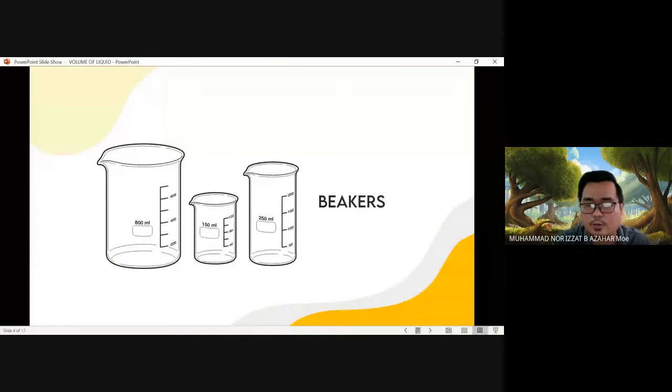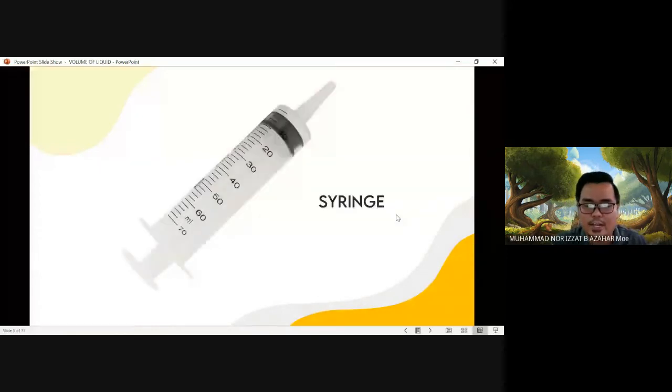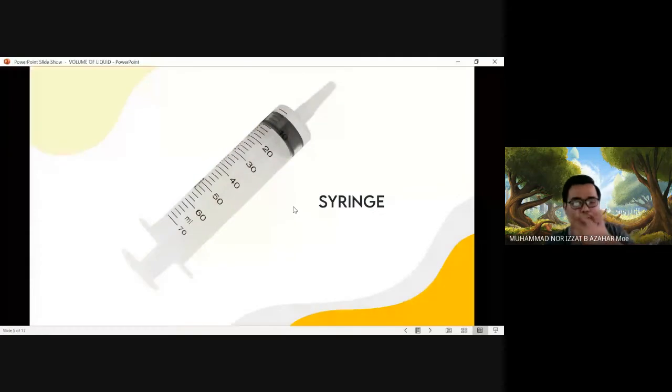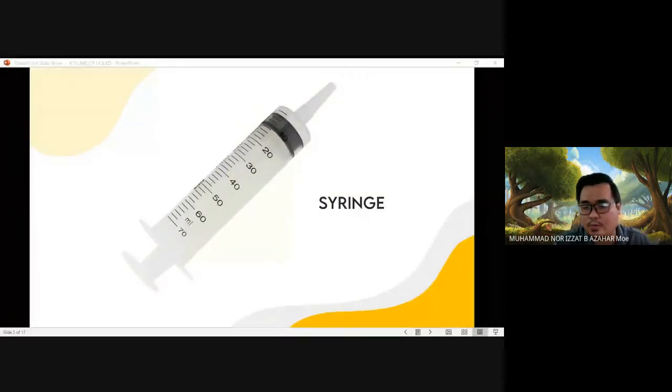Okay, so next one is, what is this? Auni, what is this, Auni? Syringe. Okay. Syringe. Normally, you use it to take in your medicine, ubat. Kamu tak erti makan ubat pil lagi, so you need to use this one. Some use spoons, but the babies cannot use spoons. We use syringe. Right. That is the tools that we can use to measure the volume of liquids.